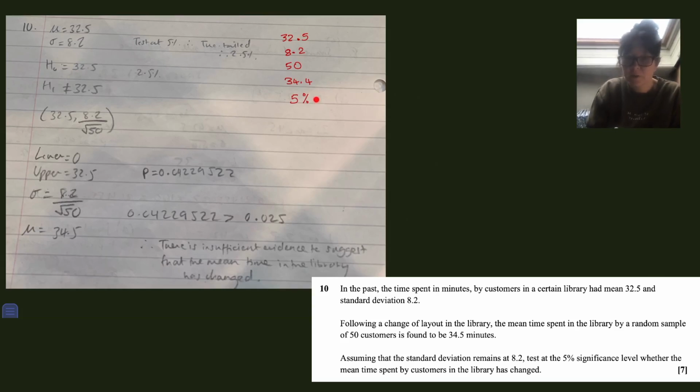In the past, customers of a certain library had the time spent with a mean of 32.5 and a standard deviation of 8.2. So this is the historic data. And where do they actually say we think it's a normal distribution? They don't. So we're going to assume, okay, interesting. I'm not sure I like that very much, that they tell us the mean. And I guess if they tell us the mean and the standard deviation, and we know time is a continuous variable, there are other distributions that could work, but anyway, that doesn't matter. Let's assume it's a normal distribution.